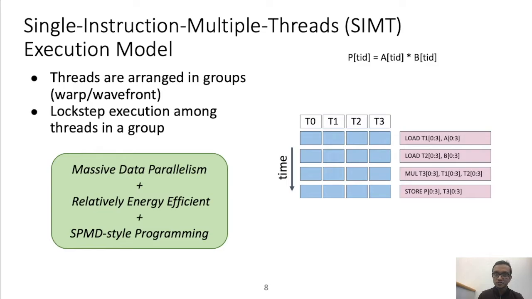Consider this simple GPU program. In this example, we have a warp with 4 threads loading 2 values from memory, performing a multiplication and storing the result back to memory. All threads in the warp execute the instructions in lockstep, achieving good parallelism.